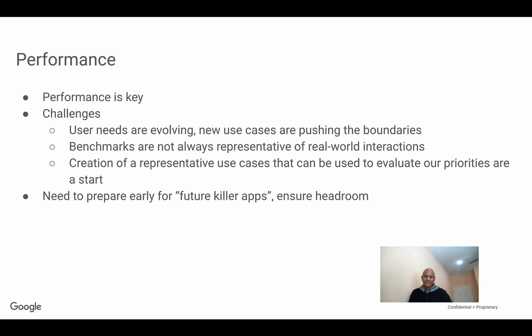And the reason I say that is, compared to mobile, users change phones every 2 to 3 years, and with every change in their device, there is a performance gain. Whereas with a car, for the lifetime of the car, the hardware doesn't change, so it is a challenge. One way to alleviate this challenge is to plan ahead and provide enough headroom and also prepare early for future killer apps.